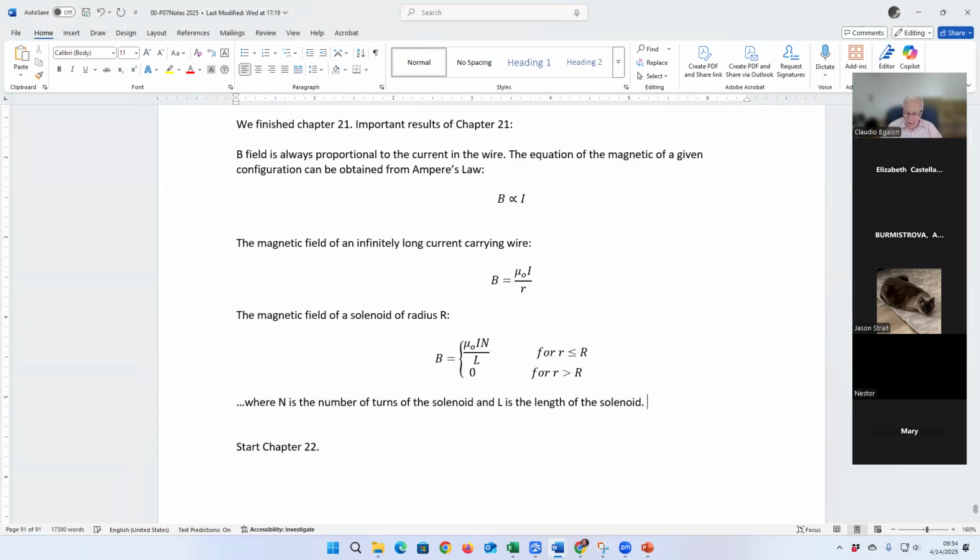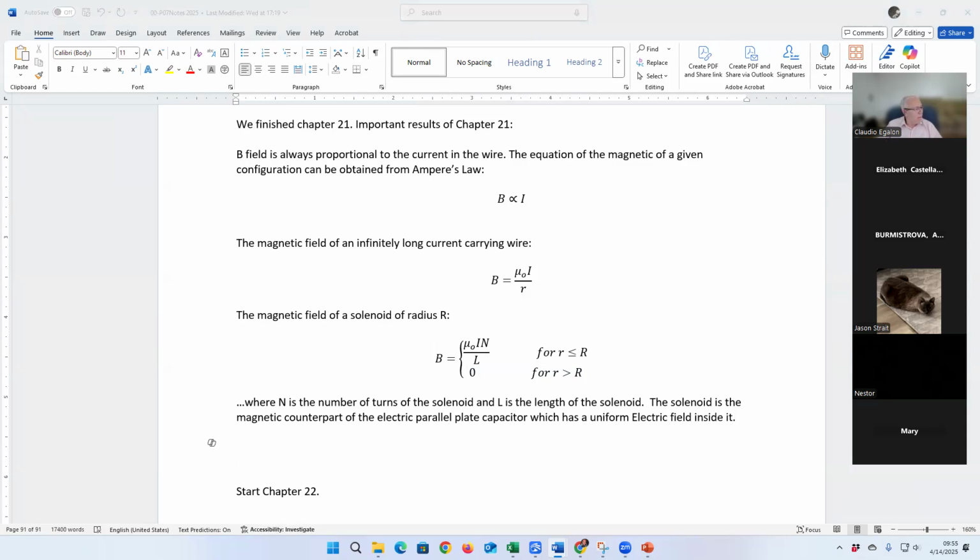And also, the solenoid is the magnetic counterpart of the electric parallel plate capacitor, which has a uniform electric field inside it. Now we can start talking about chapter 22. Keep that in mind. We're going to reuse it again. We're going to use all this information.